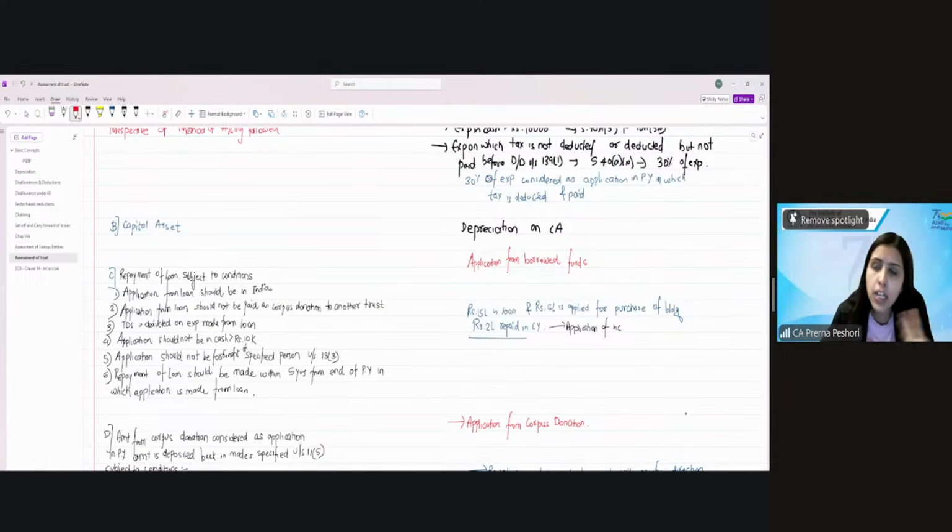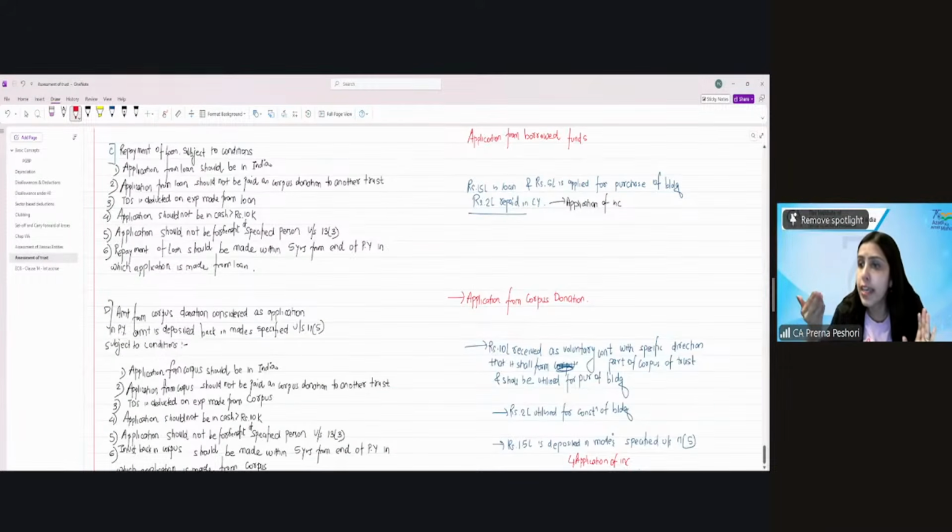But when you repay the loan within the 5 years from the date of application, and if your application has been made towards purposes in India, expenses on which tax has been duly deducted, expenses are not in cash more than 10,000, and the application is not for the payment as a corpus donation to another trust or for the benefit of specified person, then in that case, repayment of loan will be considered as the application.